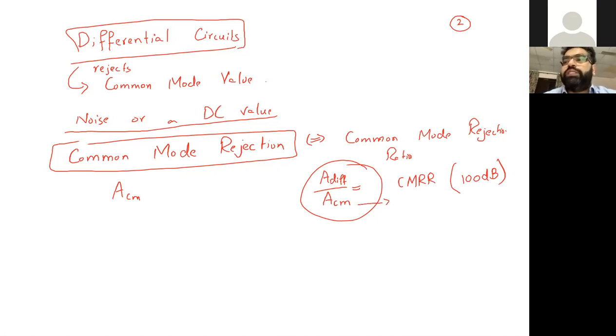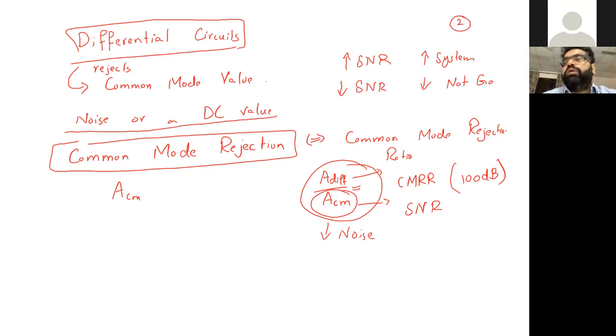Ultimately, what this means for your signal to noise ratio is that the differential signal is our desired signal path, and the common mode is noise for us, a DC value which we don't want to process through our amplifier. So this tells us the SNR, signal to noise ratio. The higher the signal to noise ratio, the better the system is. The lower the SNR, the worse our system is. This relates directly to CMRR: a higher SNR means CMRR is higher. So you need to remember that.